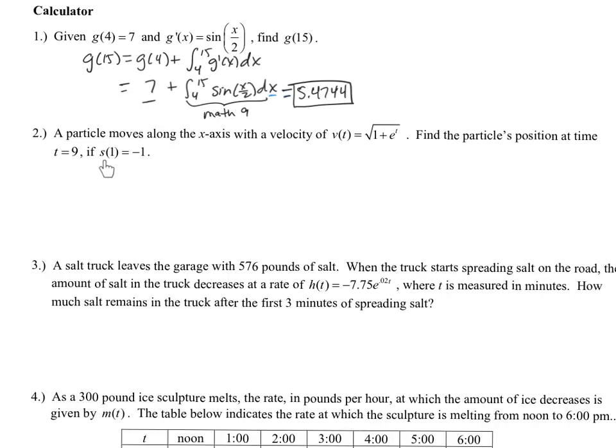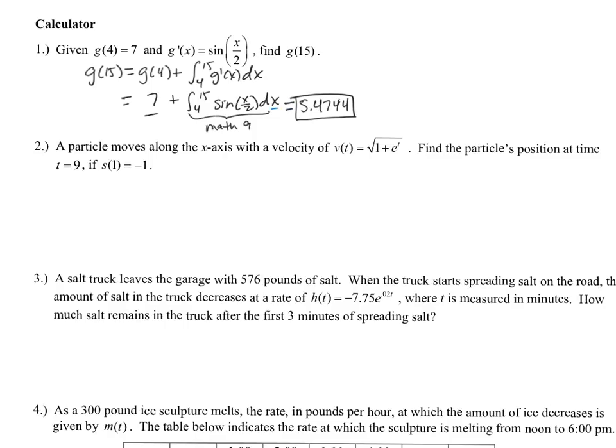Well, s is our position function, and v is our velocity function. So remember, velocity is the derivative of position, or we can say it the other way, position is the antiderivative of velocity. So if I want to see its final position at time t equals 9, what we're being asked to find is s of 9. So s of 9 would be the initial position, which is s of 1, plus the integral from 1 to 9 of v of t dt.